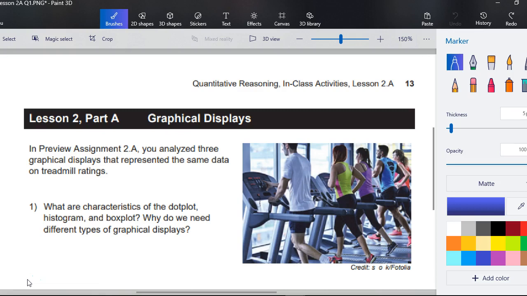Some possible thoughts to question one are that some displays are easier to read, some are quicker to produce, some retain the original data, and the most frequent data points are going to be easily identified on a dot plot and histogram, and box plots represent quartile information. So it's your opinion, your audience, and what do you need and what are you trying to communicate.